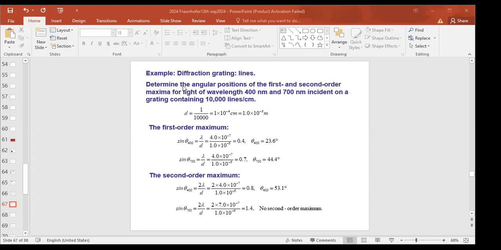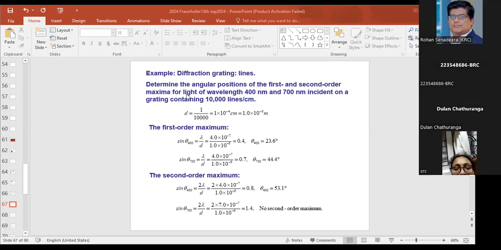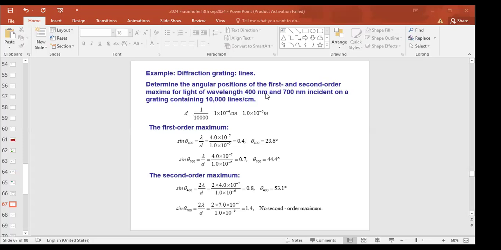For example, determine the angular position of the first and second order maxima for light of wavelength, this one and this one, incident on a grating containing this many lines. The slit width is given like this: 10,000 lines per centimeter, right? From that you can get the slit width.